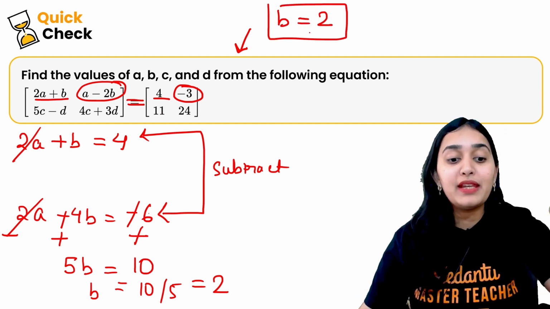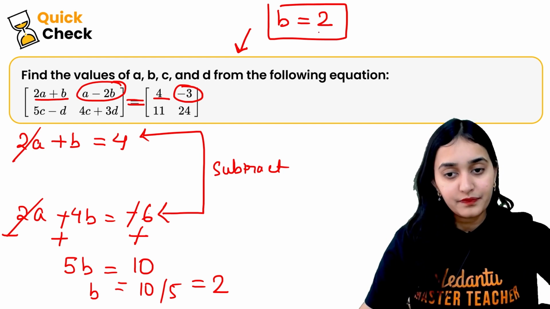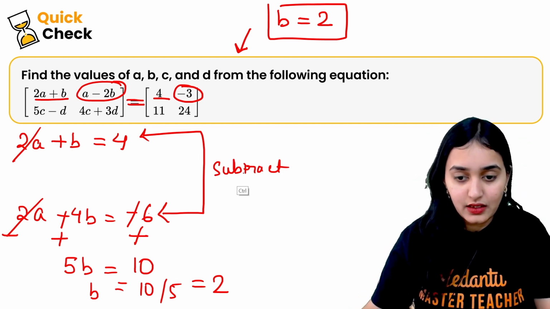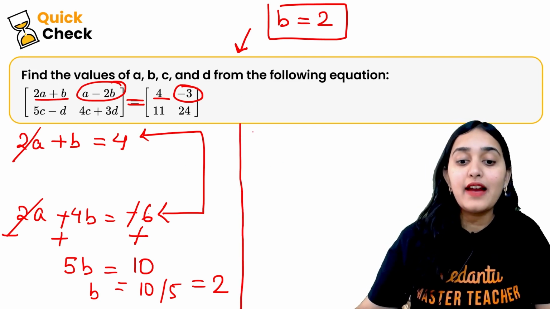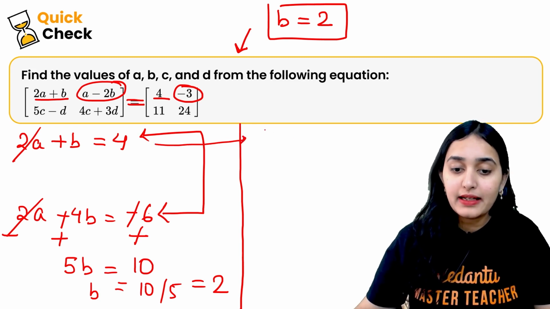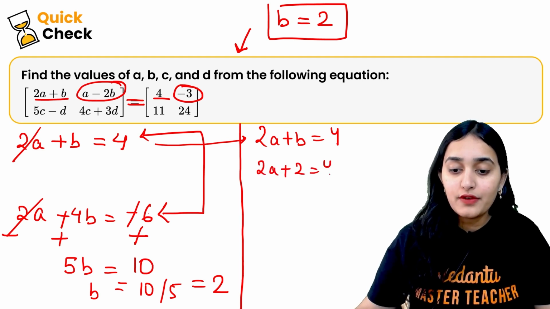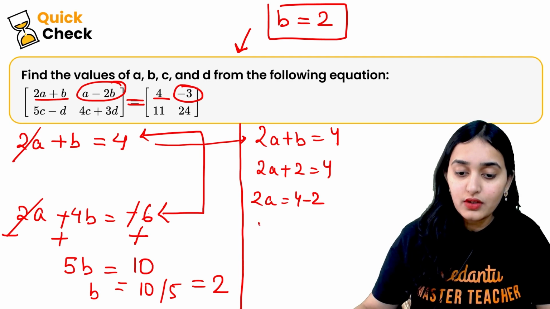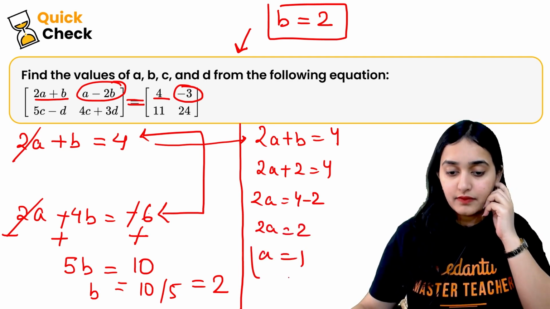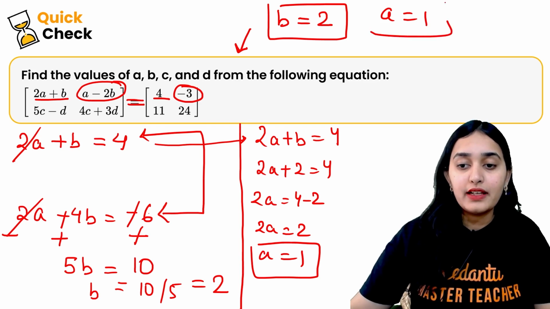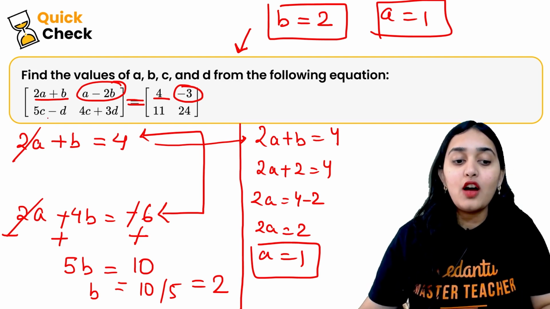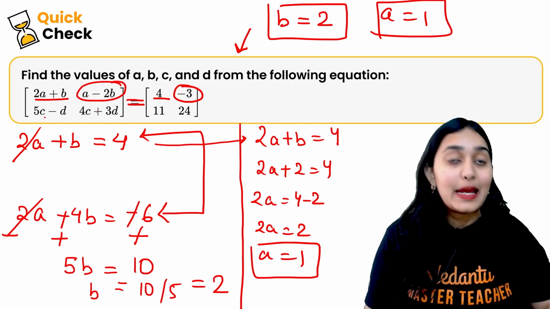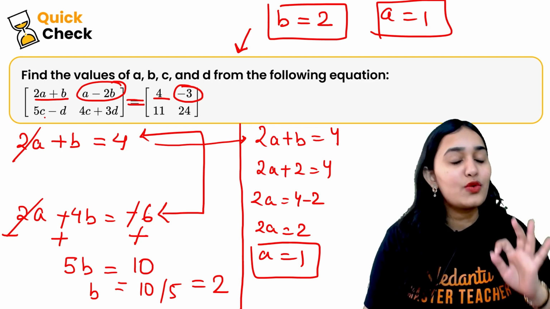Okay. Now if b is equal to 2, a will be what? So we have the equation here. How will we get the value of a? From this equation only, let us solve. 2a plus b is equal to 4. So 2a plus 2 is equal to 4. 2a is equal to 4 minus 2. 2a is equal to 2. So a is equal to 1. So we have got a is equal to 1. We don't have space, but similarly you can solve for c and d as well. These types of questions are asked every year, so you should practice them.